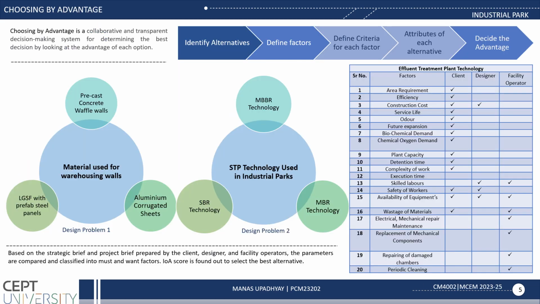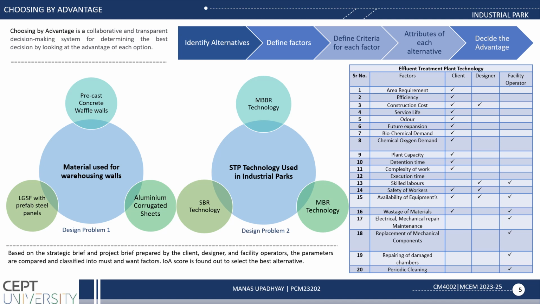Now coming to CBS. CBS is a collaborative and transparent decision making system. The first step is to identify alternatives to the client's needs, with the owner, the designer, the contractor and the facility operator. The second step is defining factor data identified by the stakeholders. The third step is to find the must and want factors, to have criteria for each factor depending on client needs. The fourth step is weighting the benefit of each option.